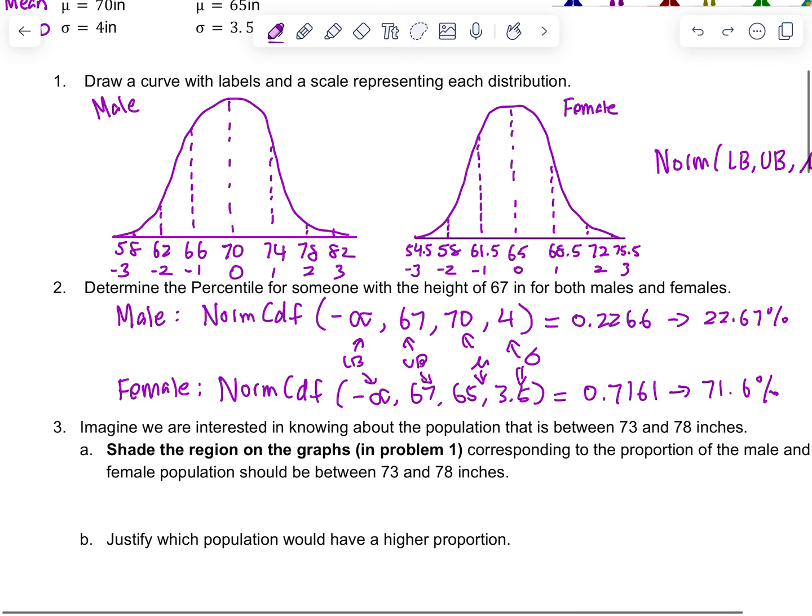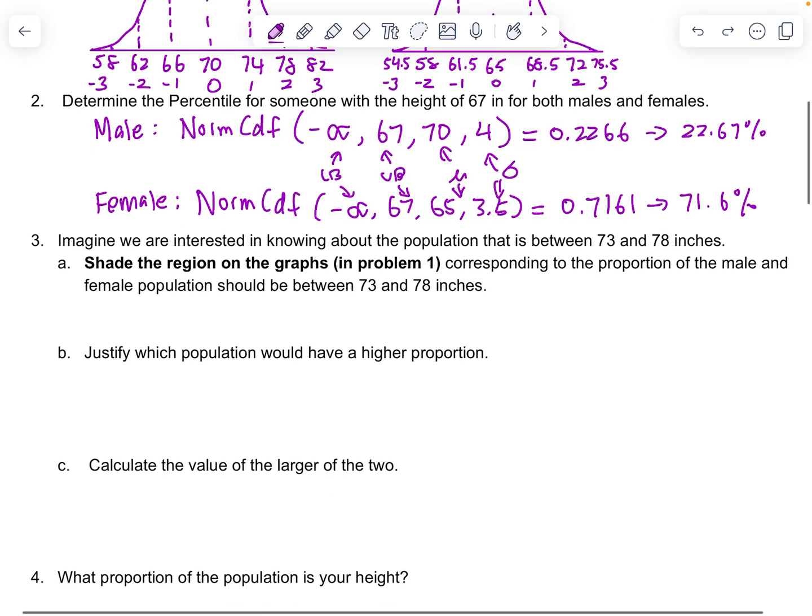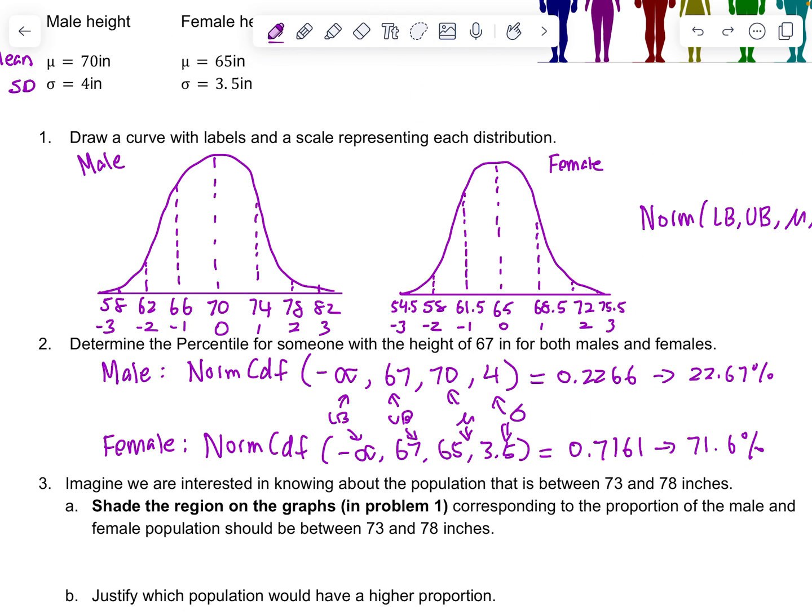So there you have it. That is how you solve for the percentile if you're given a specific height. And now for question 3, moving on, we want to find the population between 73 and 78 inches. So now instead of finding a specific height, we want to find an interval between 73 and 78. And then now we want to shade the region. So for male, approximately 73 is around here, and then 78 is right here. So then around this many of the population for male have a height between 73 and 78 inches.